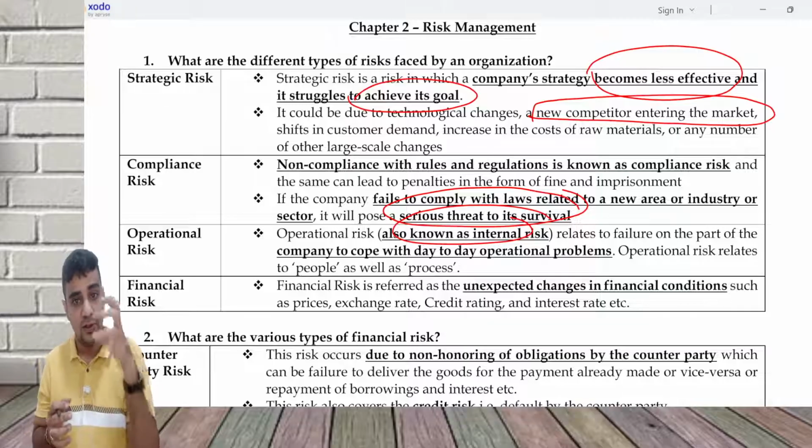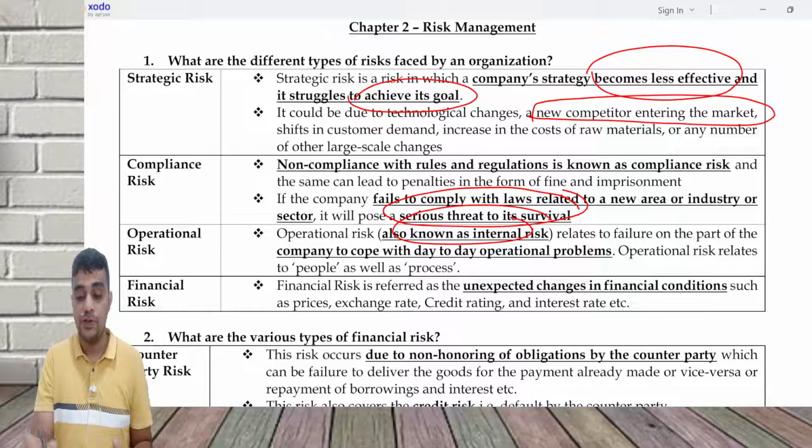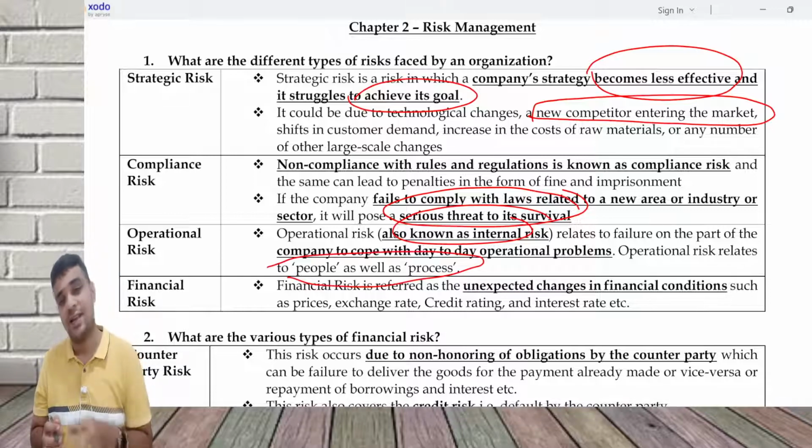He may do a theft and it is not even known because your processes are not proper. So this is an operational risk related to people as well as process. And the last category is financial risk.